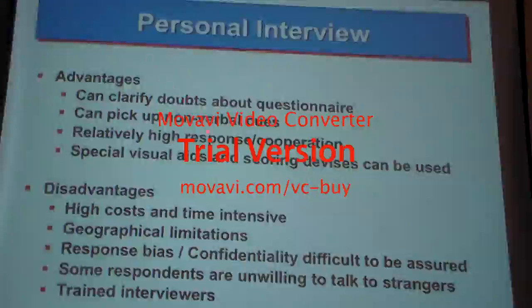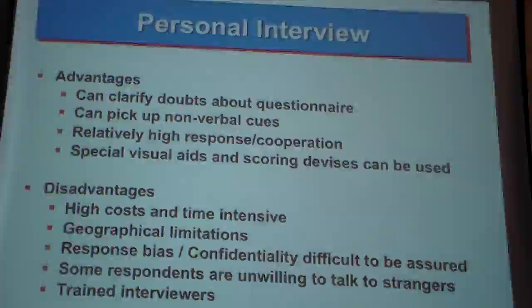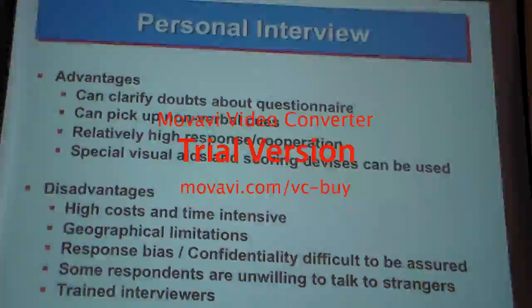So, non-verbal cues. It is informal. Maybe you can use your symbol language, because you understand him and he can understand you. This is one of the advantages. Relatively high response or cooperation. If you are in front of him, then he can reply to you. He can be shy. I mean, he will respect you and then answer your questions.